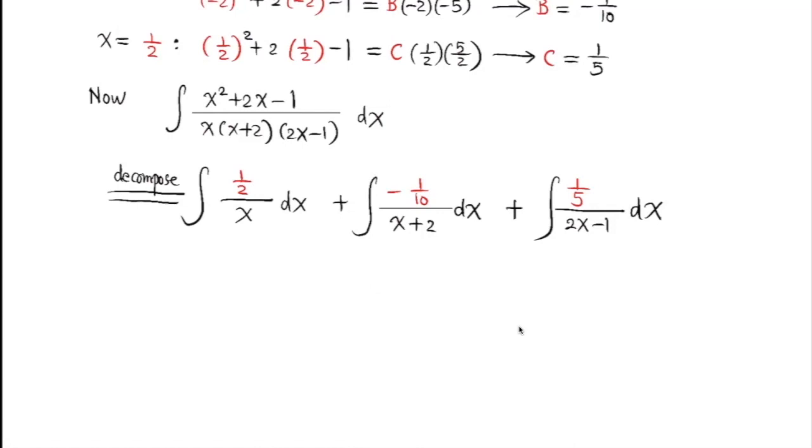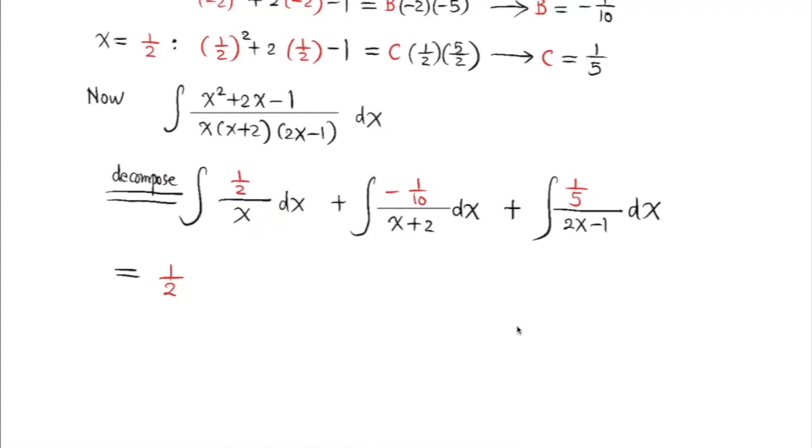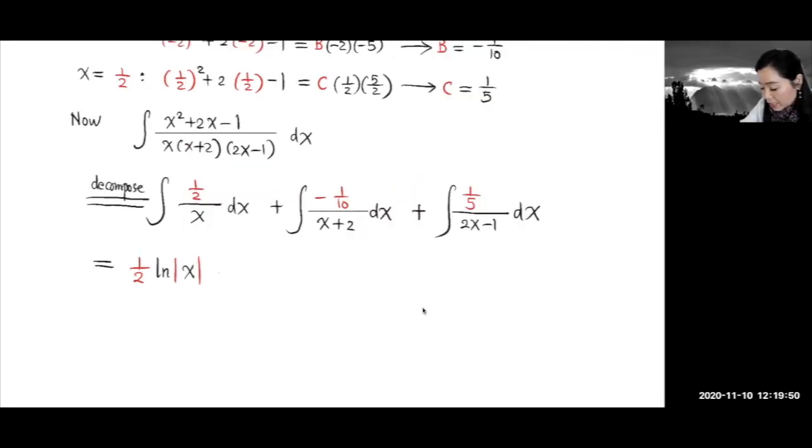Okay, good. So this is going to be equal to 1/2 times the antiderivative of 1 over x with respect to x. What do you think this one is going to become? Yeah, this is natural log. Yes, you got it. So ln of the absolute value of x. And then similarly, this one has -1/10 as a constant multiple, and then again natural log of the absolute value of x plus 2.